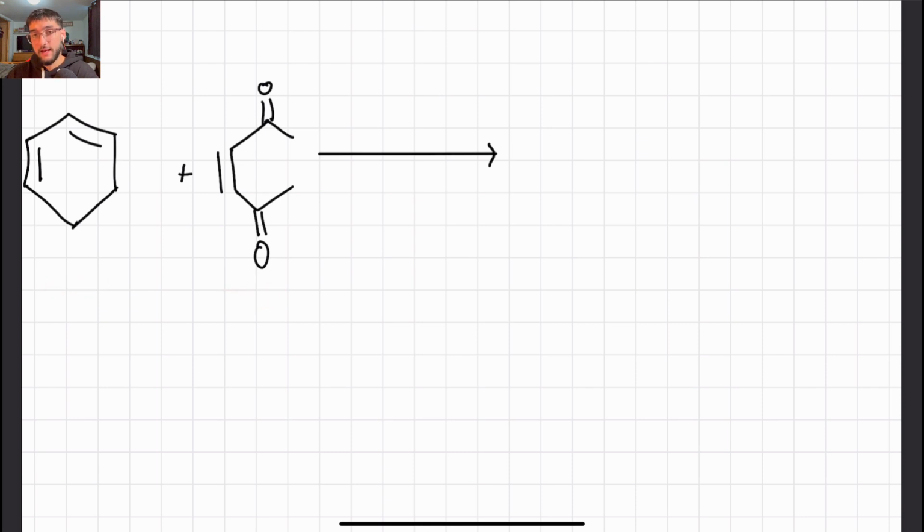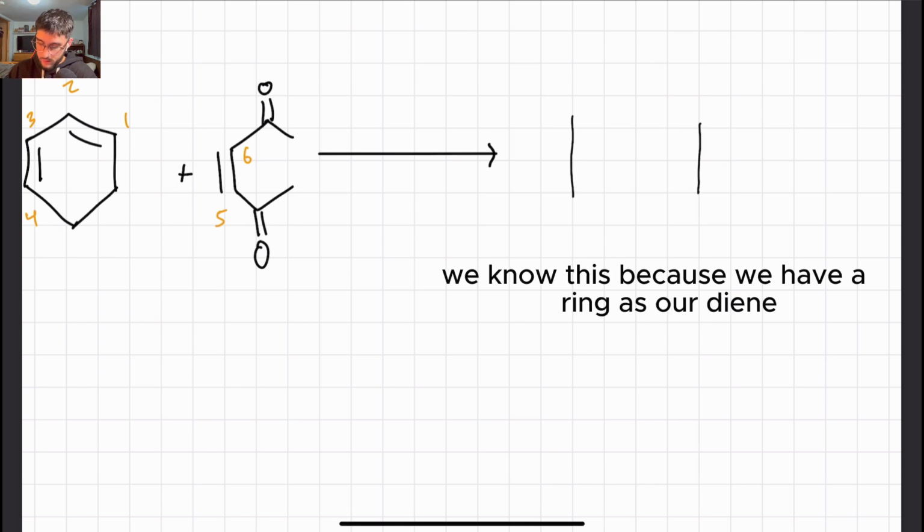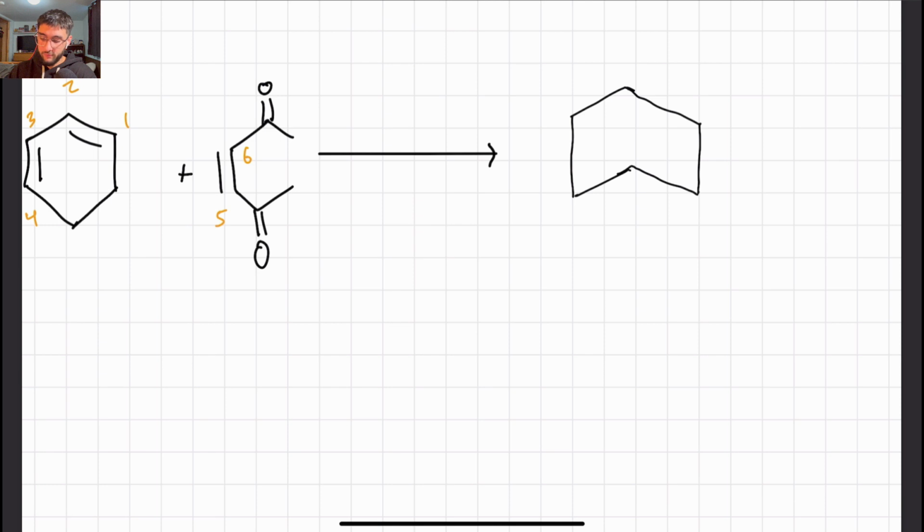And again, the first thing that I like to do when looking at these problems is to identify that we have a ring as our diene. So we know that our product is going to be in a 3D representation of a ring. So let's number our carbons: 1, 2, 3, and 4, 5, and 6. Now we can draw in our 3D representation of a 6-membered ring, like so. Okay. Next, what we can do is draw in our mechanism. And before that, actually, let's go ahead and number this to get this out the way.